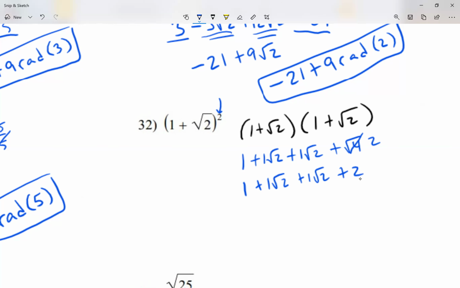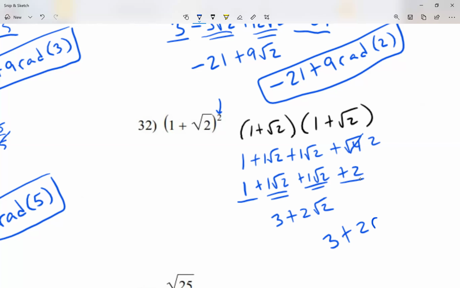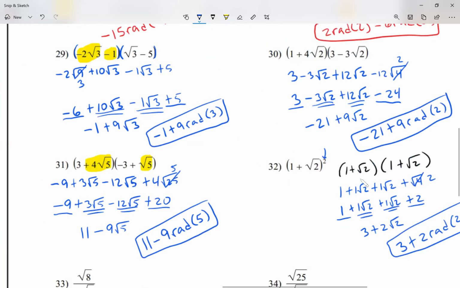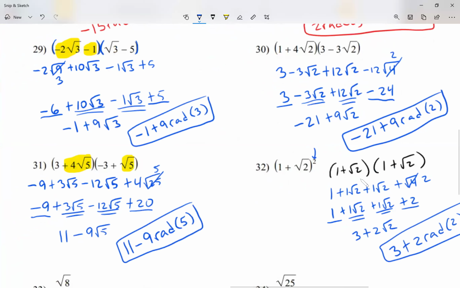Now to finish this, let me combine my whole numbers. 1 plus 2 is 3. Let me combine those radicals. They must have the same radical, which is good. And then I'm just looking at 1 plus 1, and 1 plus 1 is 2. So I'm going to call this plus 2 radical 2. And the way I'm going to type this will be 3 plus 2 radical 2. There you go. That's what we did today.